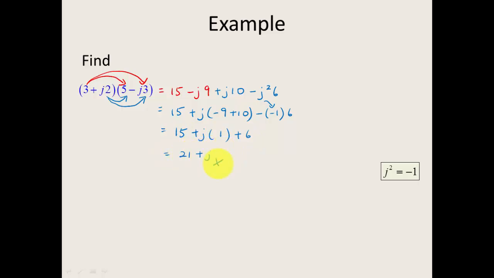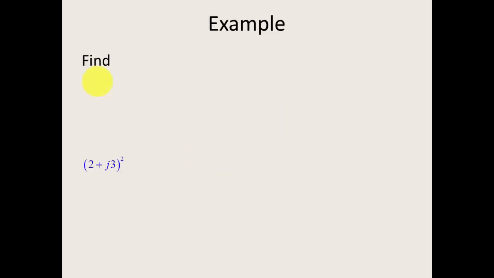So this is my answer of the multiplication, 21 plus j. Let's try another one. I am to find (2 plus j3) whole thing squared. Now the idea of a square means I take the term 2 plus j3 and I multiply it again to itself. So this is what square means.